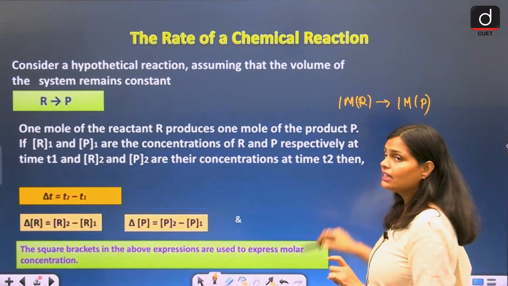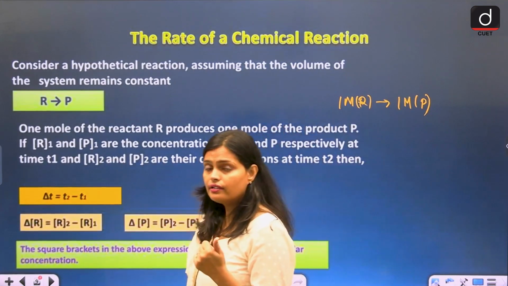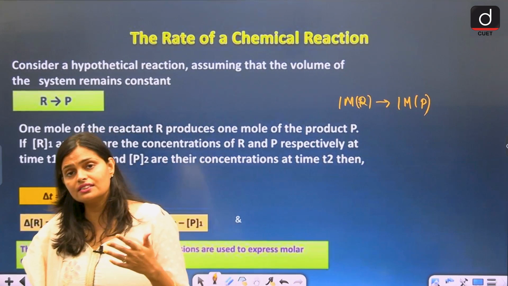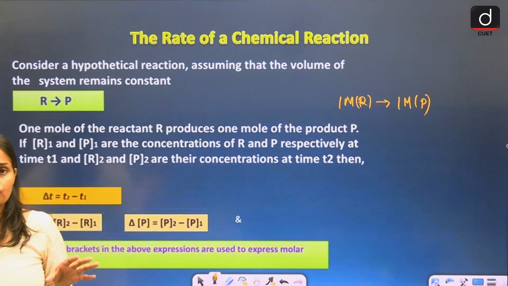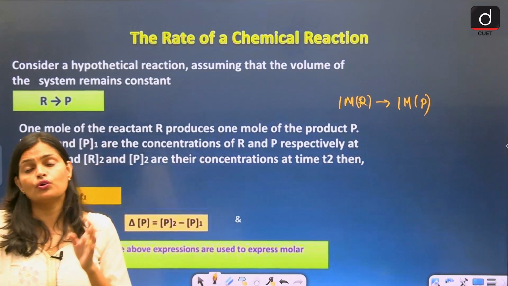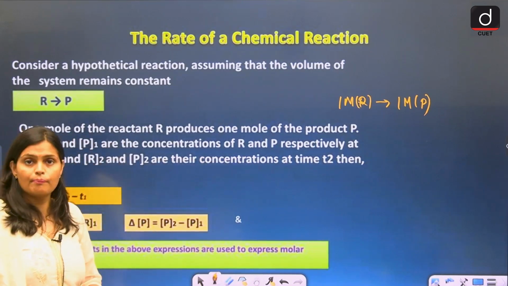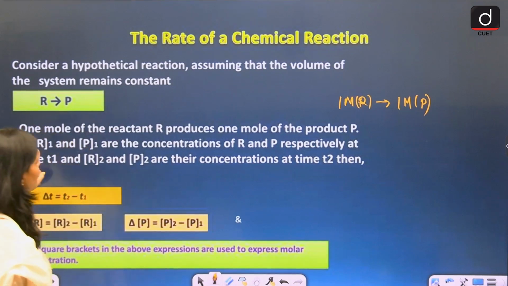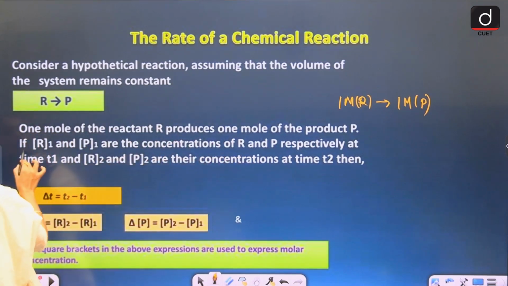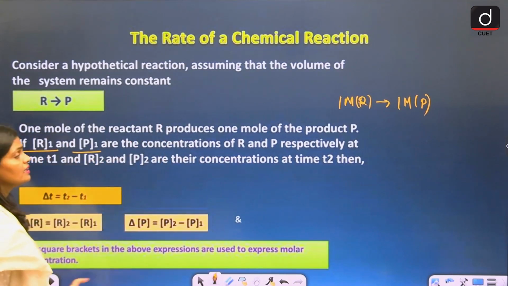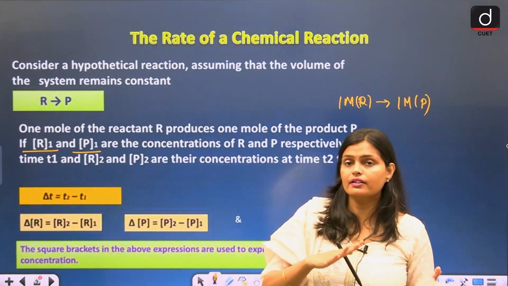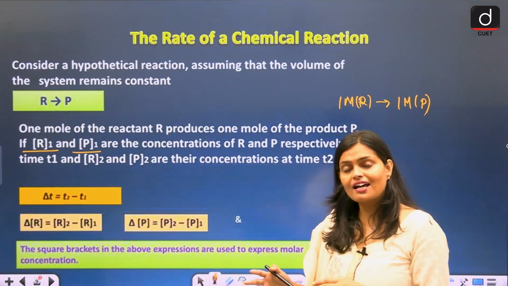We also know the law of conservation we have learned, right? So the conservation in a chemical reaction, what does it say? Whatever the amount of mass you have used in the reactant, the same amount of mass you will get in the product form. So 1 molar reactant produces 1 molar product. If R1 and P1 are the concentrations of R and P, what is R1?